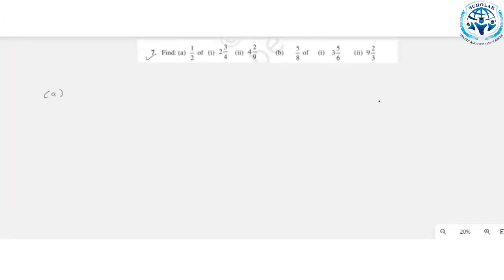Question number 7. Half of 2 3 by 4. Converting into an improper fraction, 4 twos are 8, 9, 10, 11. 11 upon 4. Half of 11 by 4. 11 by 8 is the answer.